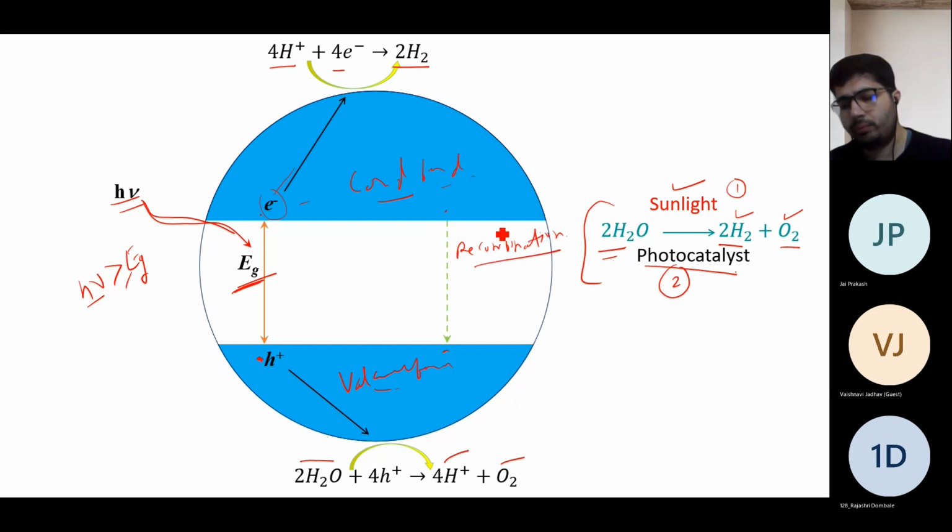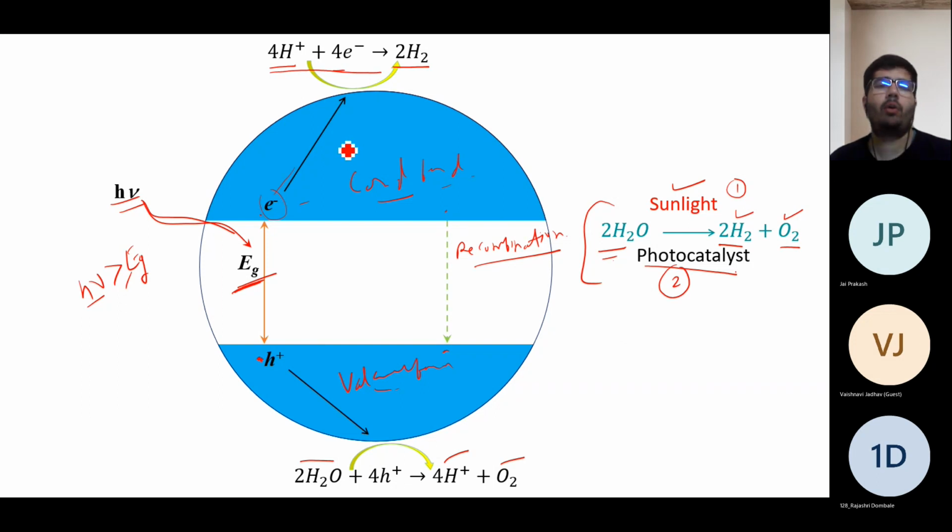So we have to make the material, or we have to make the properties or band gap values like this, so that there will be no recombination, and all the electrons and holes take part in the reactions, or they will directly go to the surface and take part in the reactions. Okay, so this will be our motive.